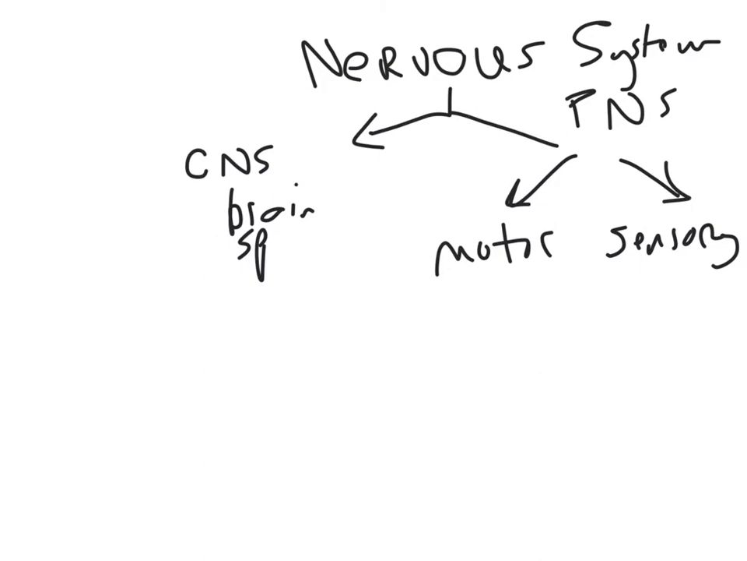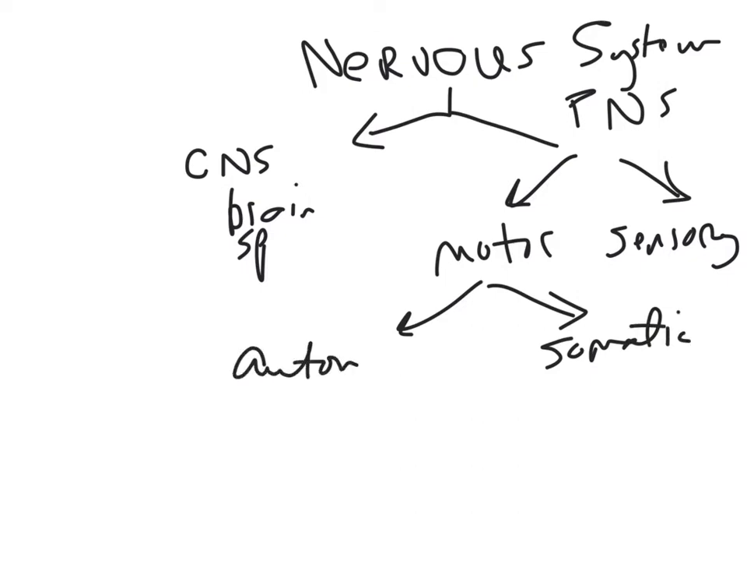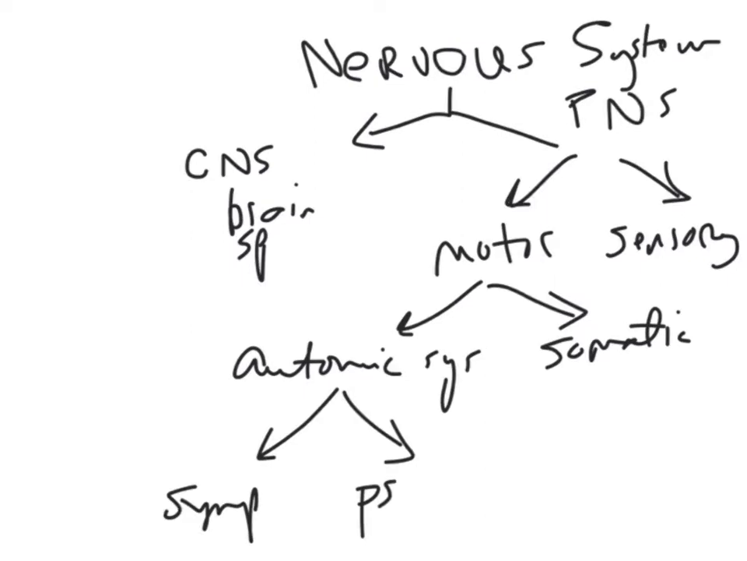And then the motor is divided into the somatic nervous system, that's the voluntary system that controls the skeletal muscle, and then the autonomic system. And then the autonomic system is divided into the sympathetic system and the parasympathetic system. So forgive the writing, but you get the idea, and my brain works better when I see things organized in a flowchart type material.